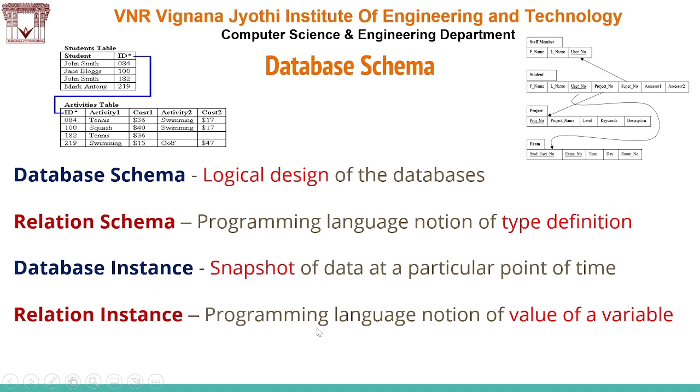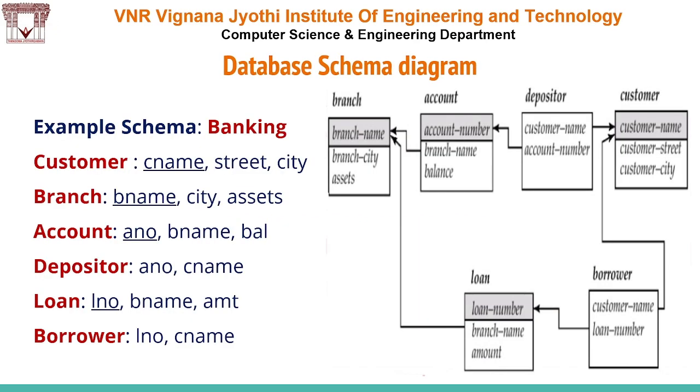Now coming to the database schema. This is very similar to a relational schema, but of course with a different notation. It's a programming language notation similar to the type definition which we have already learned in structured programming in C. Every database instance is the data that is available at that particular point of time when you are querying. The same would be the definition for a relational instance also. It's a programming language notation of the value of a variable at the point of your querying or referring to it.